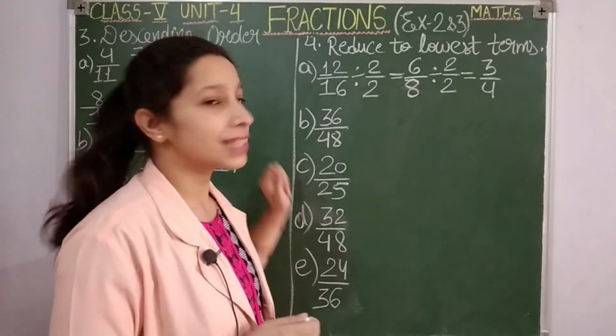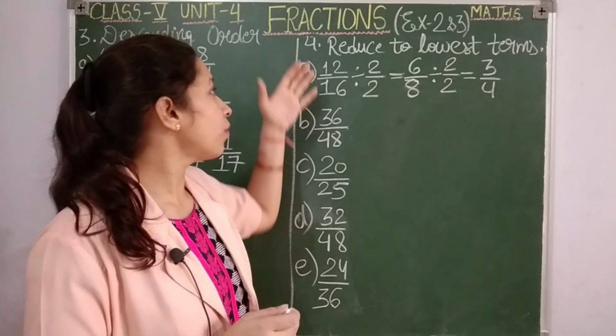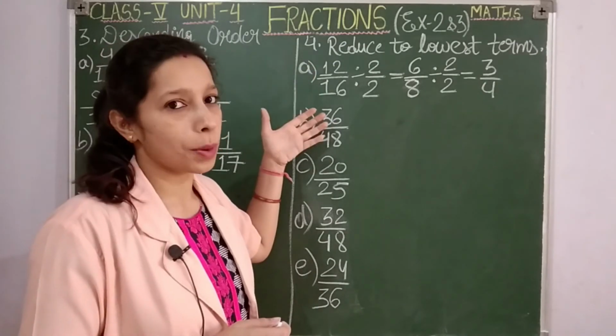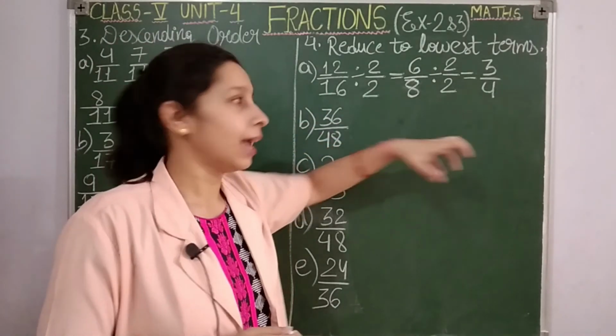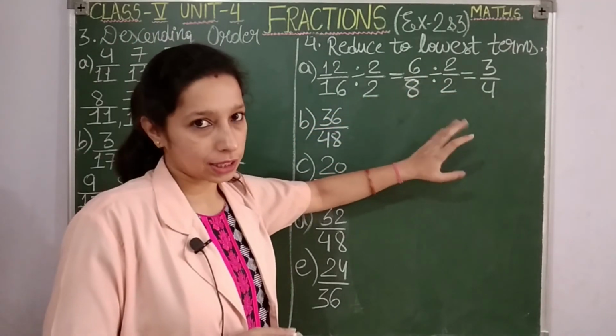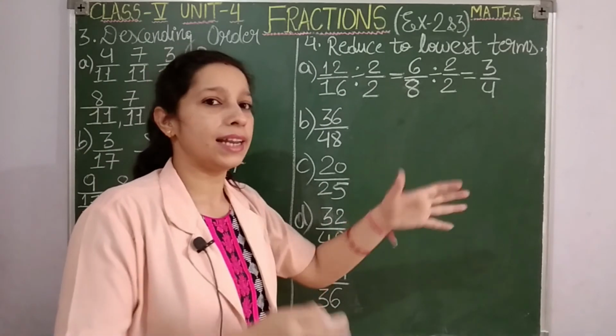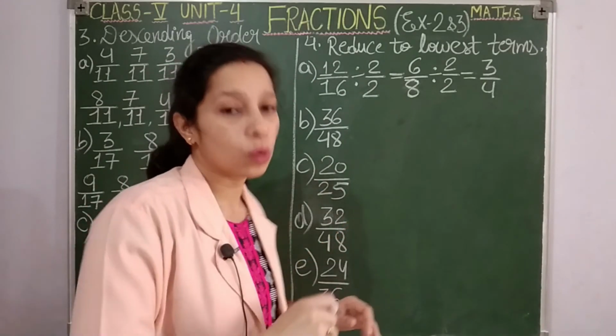See here, 12 and 16 can directly be divided by the highest common factor. What is the highest common factor of 12 and 16? It is 4, students. 4 threes are 12, 4 fours are 16. मैंने आपको ये समझाने के लिए अलग अलग से डिवाइड करके दिखाया है. Otherwise you can divide directly with the highest common factor if you know the tables.